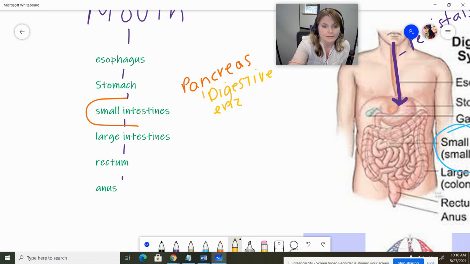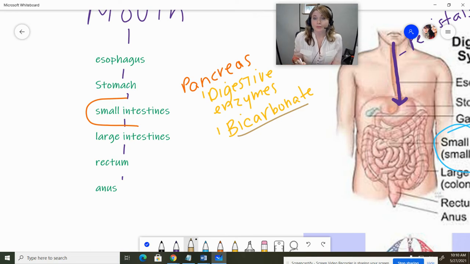Quite a few of them, actually. So it continues the process of chemical digestion, and then it also is going to release something called bicarbonate. What bicarbonate does is neutralize all the food that comes from your stomach. As it leaves your stomach, it's very acidic because it's been sitting in stomach acid, so it needs to be neutralized. Your stomach has been adapted to handle all that acid, but your small intestine isn't. So bicarbonate neutralizes stomach acid.